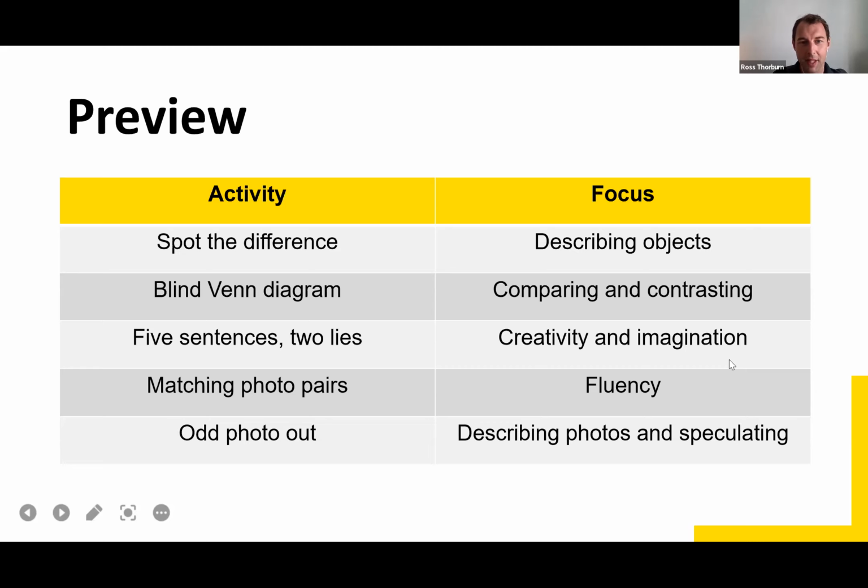We'll do an activity called 5 sentences and 2 lies, a little bit like my 3 truths and a lie from the beginning. But instead of doing 3 truths and a lie about me, we're going to do something like that about some photos. We'll do an activity called matching photo pairs, where we'll get you to describe lots of photos in a short period of time to try and work on fluency.